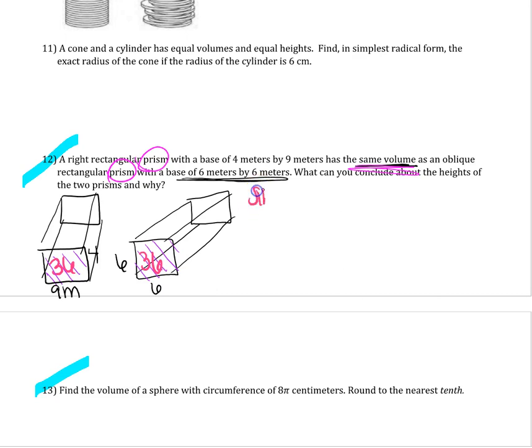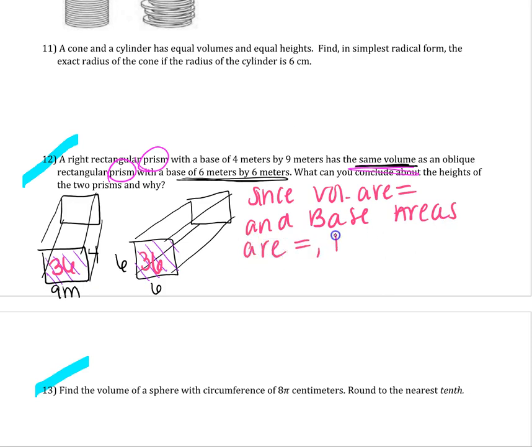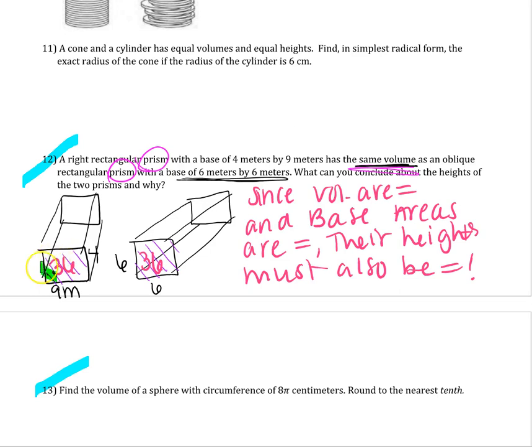So, since volumes are equal and base areas are equal, their heights must also be equal. And if you're saying the base areas are equal, you really need to show that they're equal, which is what I did here. If you didn't show that 36, I would take off a point because you're not convincing me that their base areas are equal. Okay, if they are equal, what are they? You know what I mean? So you got to make sure you're showing your work, convincing the grader.